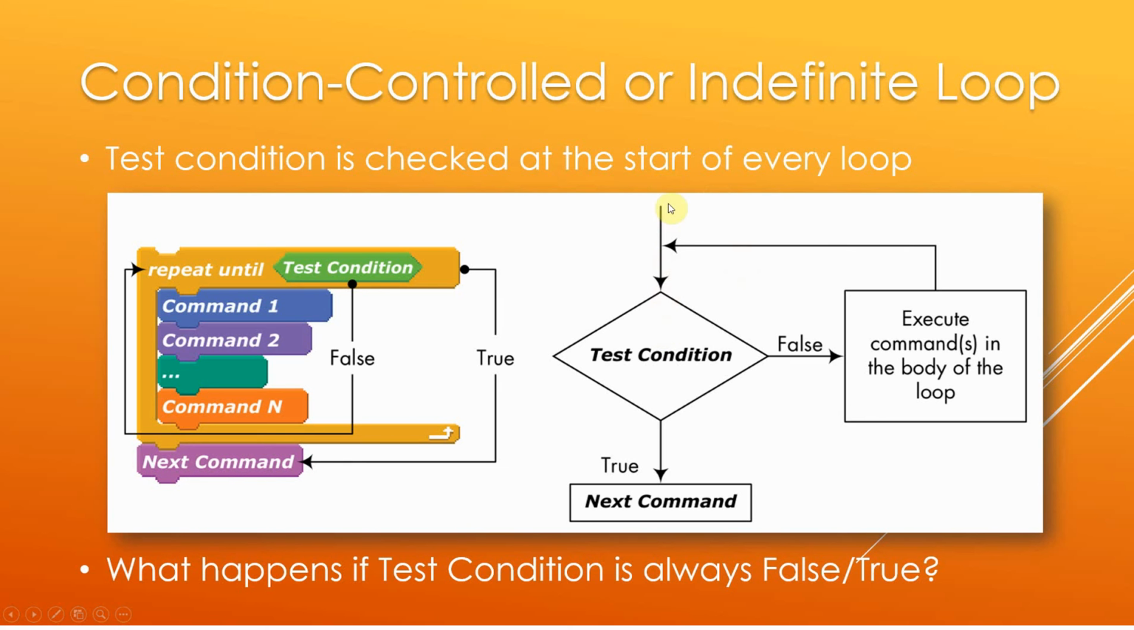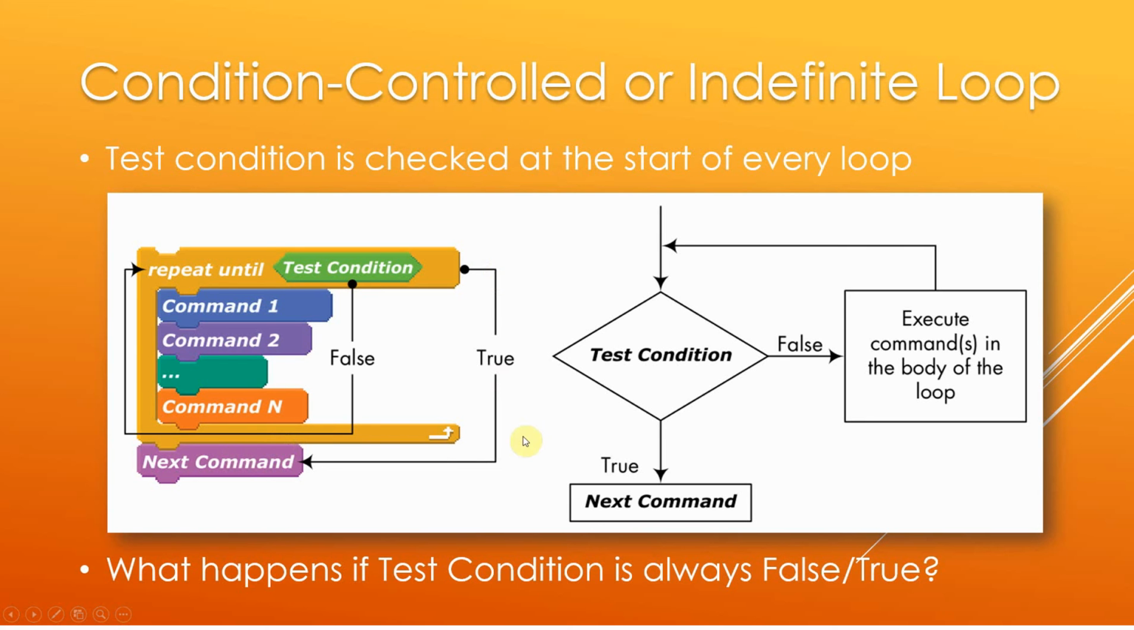So if we have a look at our flow chart, we come in at the top, we have a test condition. If it's false, then we execute the commands in the body of the loop. So command 1, 2, all the way up to n. And then we come back to the top and we test the condition. If it's still false, we carry on in the loop, but if it's true, then we come out of the loop and we go to the next command. So you can see it here in the drawing. If your condition is false, it runs through the loop and goes up to the top. If the condition is true, it skips over the inside of the loop and goes straight to your next command.